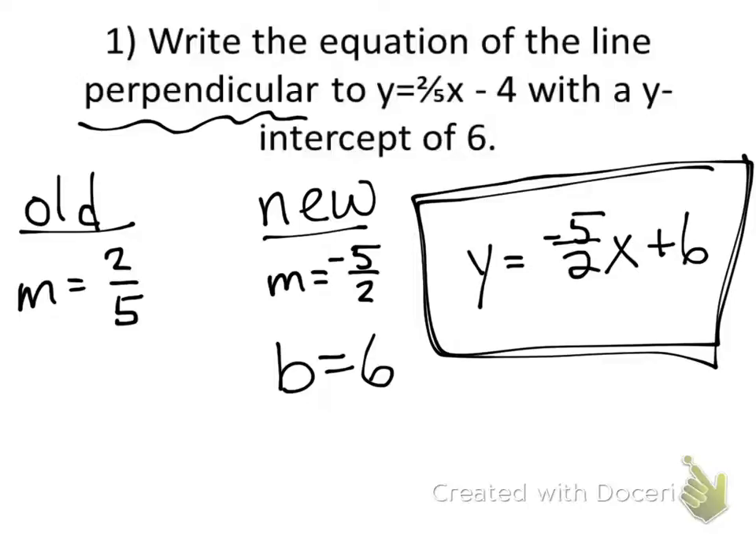So remember, you take the slope, you flip it, change the sign, and then you write it in y equals mx plus b using the new b. We do not care about the old b. It's irrelevant. Does anyone need more time with this problem? Okay.